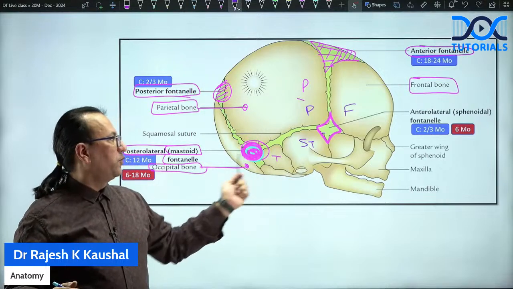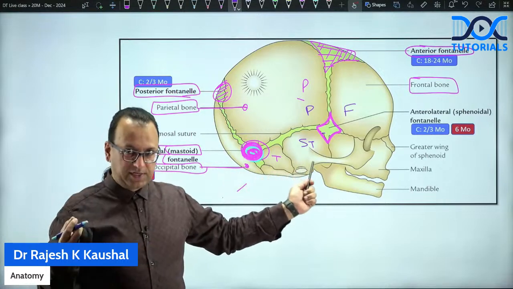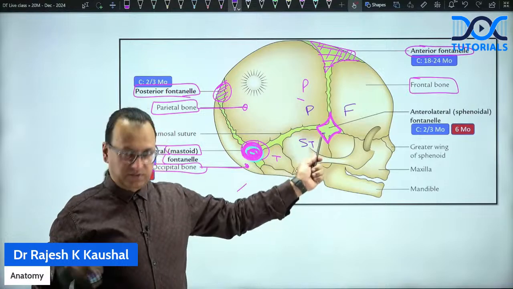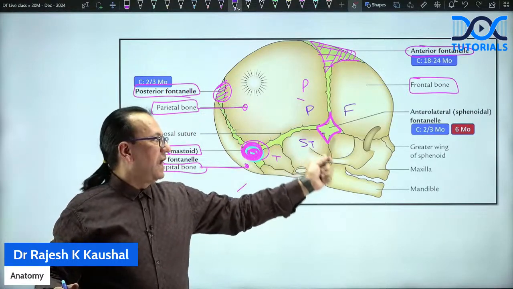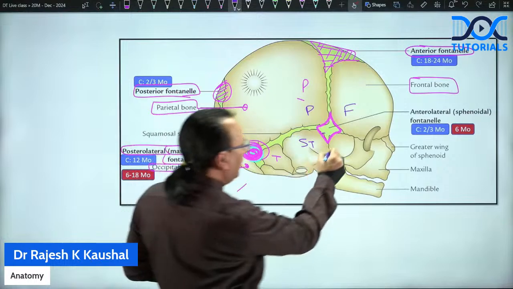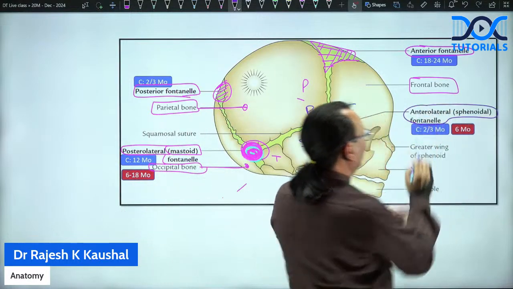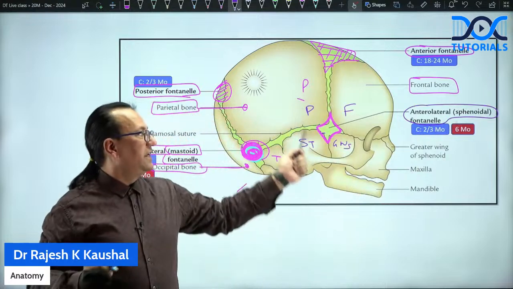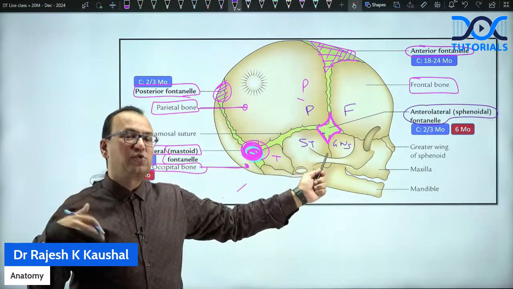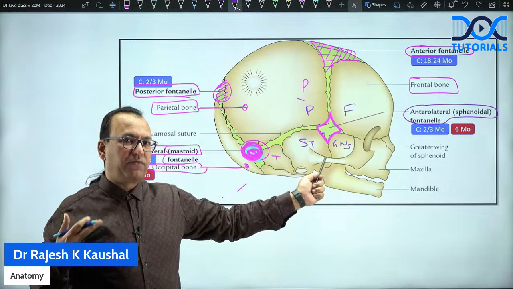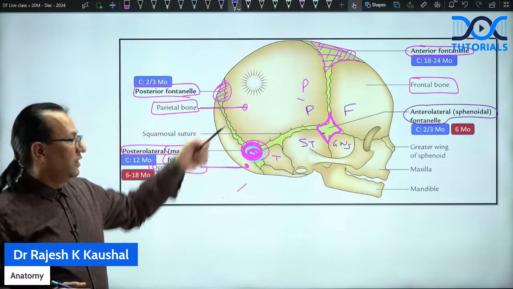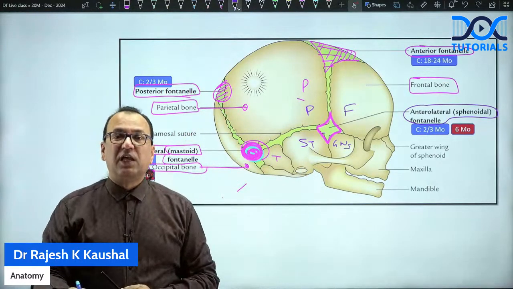Mastoid part is for posterolateral fontanelle. Squamous part is for the H-shaped suture, which later will be coming. And then you have greater wing of sphenoid. Because you have greater wing of sphenoid, that is why it is also called sphenoid fontanelle. Now there is a gap. That gap has to seal, and it will happen after birth. So when are they going to close after birth? I will give you a trick.